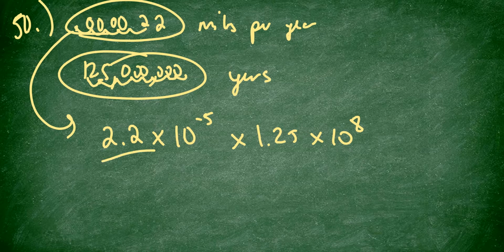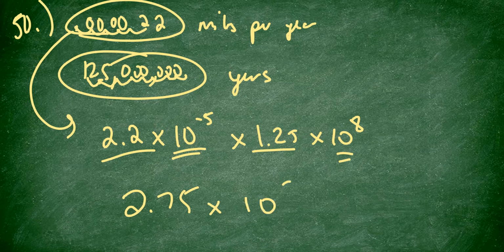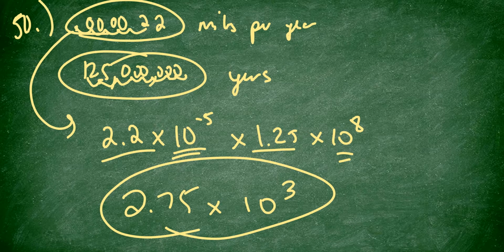And now I just multiply the numbers together. I'm going to end up with 2.2 times 1.25 is 2.75. And now I'm going to add the exponents, so it's times 10 to the third. And that's it for 50. So you have to write the problems in scientific notation, change them to scientific notation, then multiply, and that's your final answer. And it's actually miles is the label.